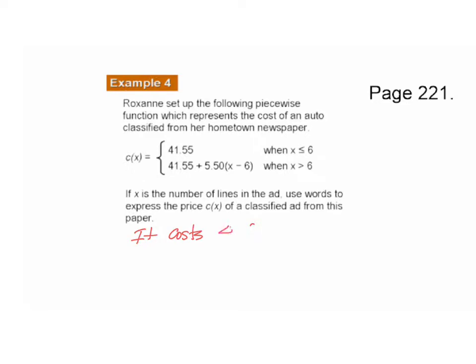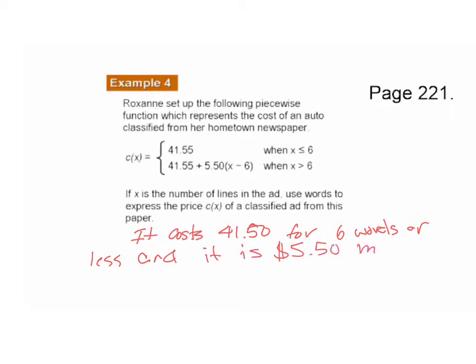Making all kinds of mistakes. It costs $41.50 for 6 lines or less. And it is $5.50 more for every extra line over 6. Get that down in your journal, and we'll move on to the next slide.